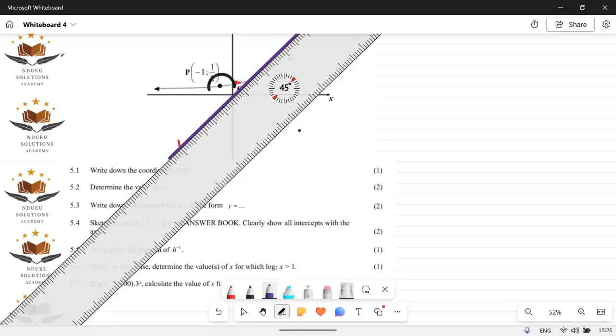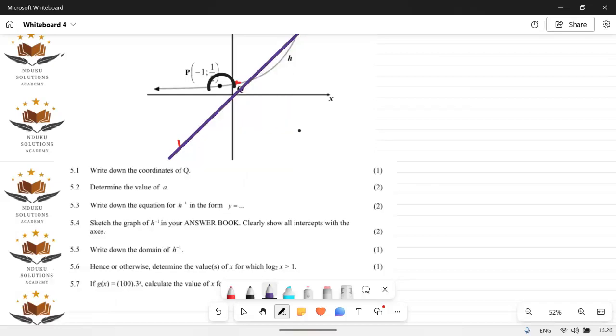It will just be that line. So this is your y is equal to x, so you're reflecting across that. This is the graph that we're trying to reflect. This is the equation of whatever function that we're going to reflect across this line.